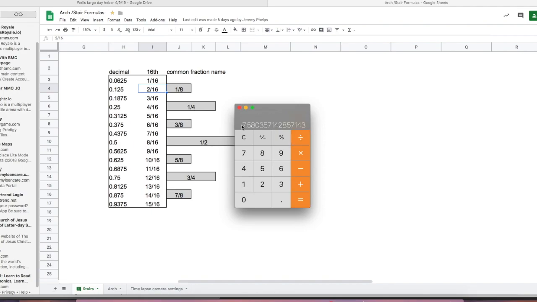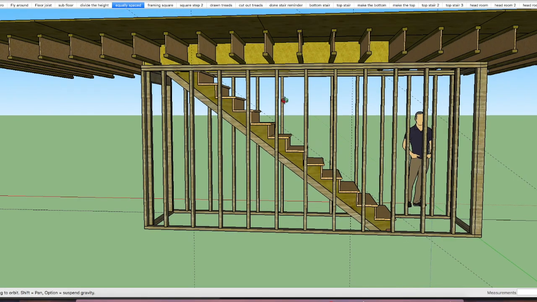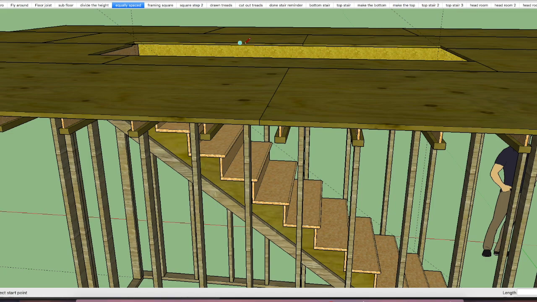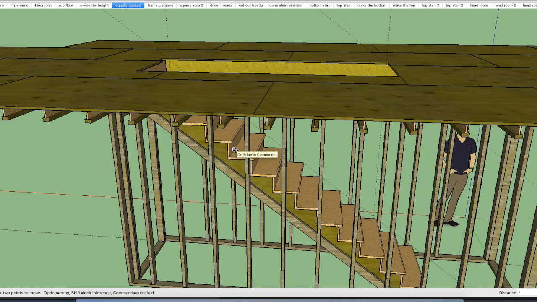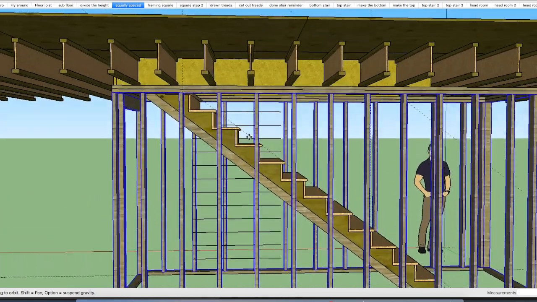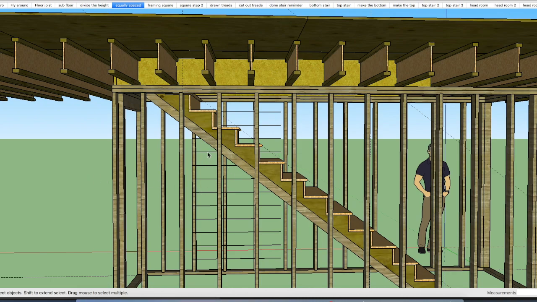Okay, so we have 14 stairs. That will be 7 9/16 tall, which means that if I was to draw a line every 7 9/16 beginning at the top of the subfloor, I'll draw a line here and move it every 7 9/16 and times that by 14. It would look like this. So each stair would be equally spaced from top to bottom.